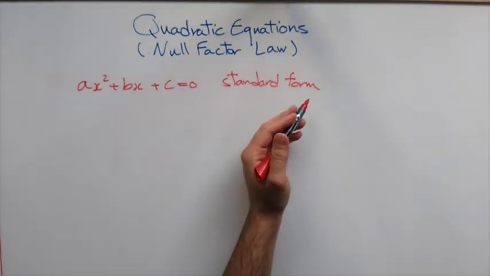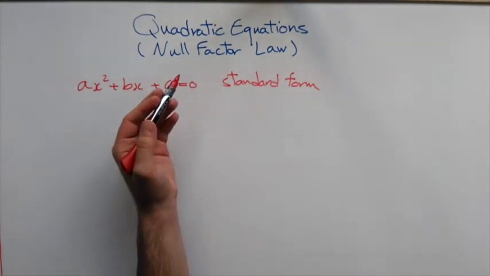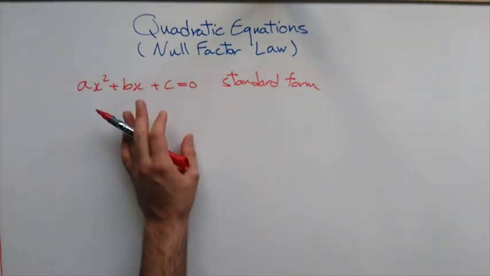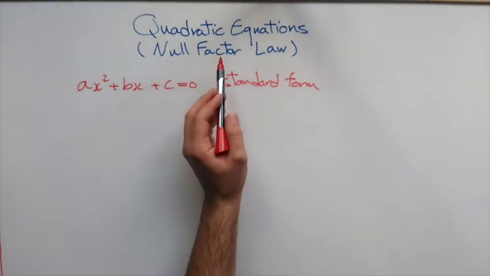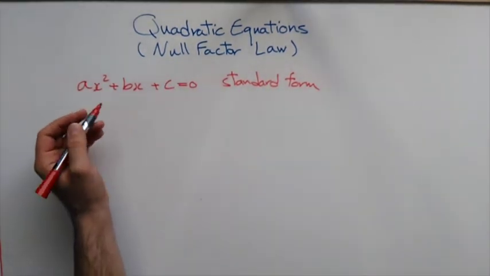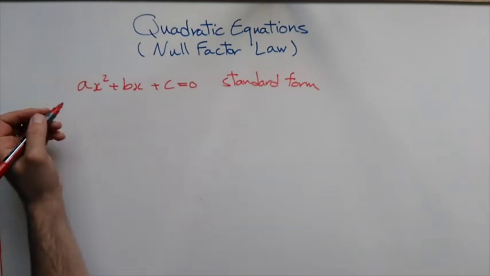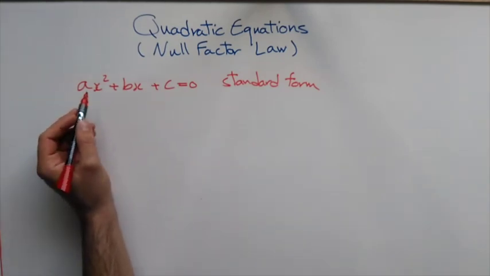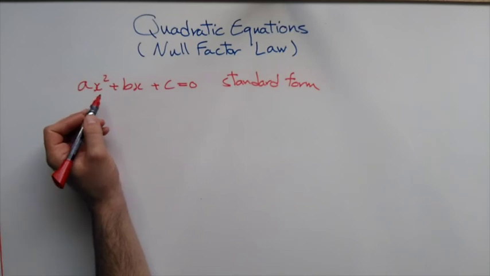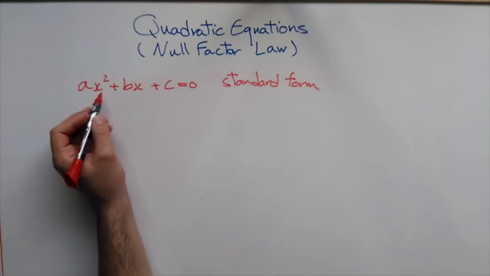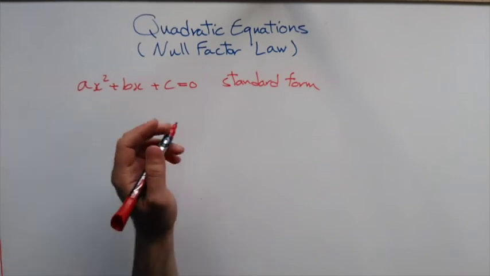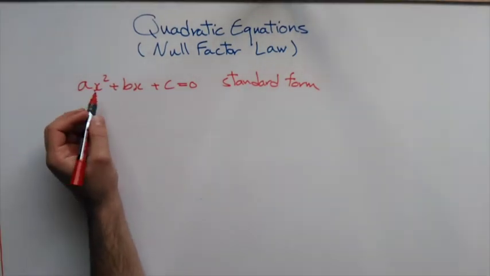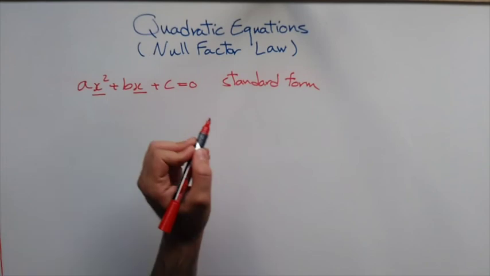There are multiple ways of solving a quadratic equation, and in IB we're going to learn 3 of them. The first one is called the null factor law, which I'm going to explain. But first of all, let's analyze this form of the equation. A quadratic equation, as you know, has 2 roots. When I say 2 roots, it means that it has 2 answers for the variable. The variable is x, as you see.